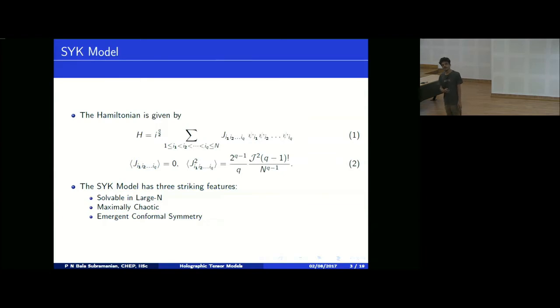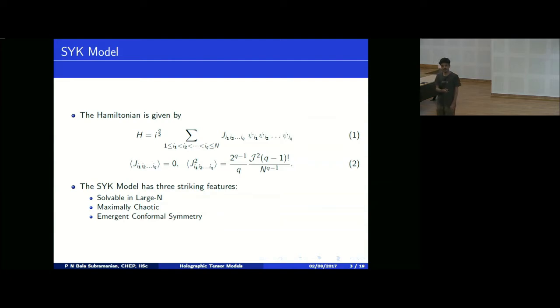So, what exactly is the SYK model? In the SYK model, the Hamiltonian is given by Q Majorana fermions coupled by couplings drawn from a Gaussian ensemble, with the mean being 0 and the sigma normalized in such form. What is done is that you take an ensemble of J_{i1 i2 i3...} and you average over them, and that essentially is what gives you the random behavior.